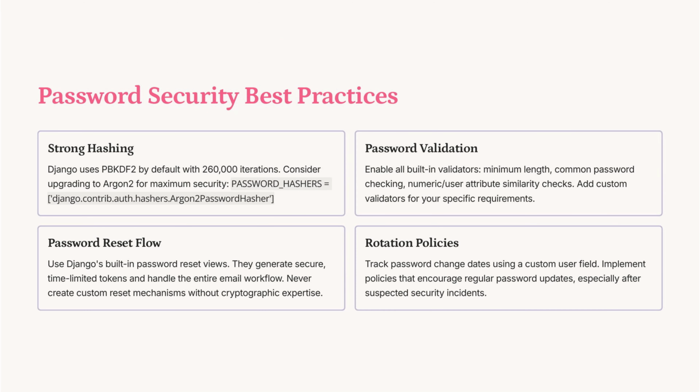Enhance password security by using Argon2 for hashing, offering superior protection over PBKDF2. Implement comprehensive password validation, including length and similarity checks. Utilize Django's secure password reset views to manage token-based resets. Establish password rotation policies, tracking change dates to ensure regular updates, particularly after security incidents, to maintain robust account protection.